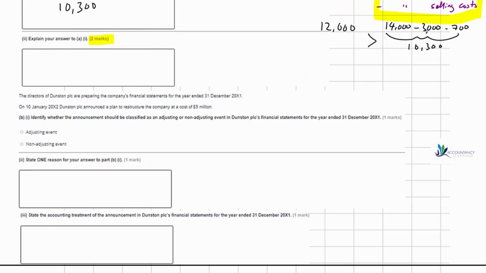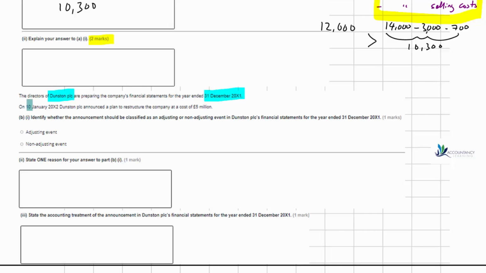The next part of the question relates to the directors of Dunstone plc, and they're preparing the company financial statements for the year ended 31st of December 20x1. Remember that if there's a date in the question, it's there for a reason, and it'll be a good idea to highlight the date using the highlighter tool in your assessment to make sure that you consider it.